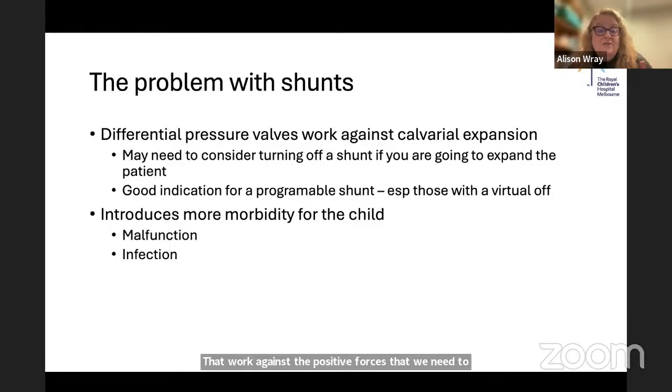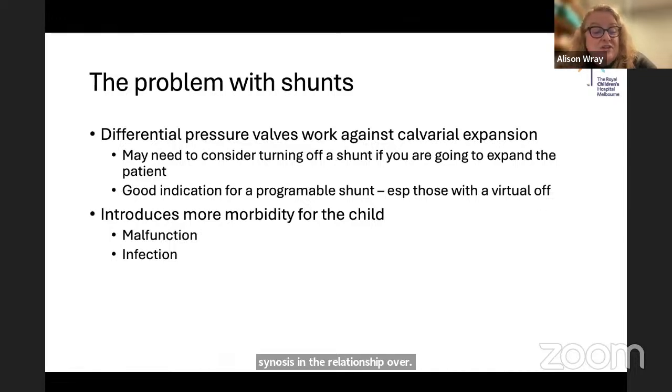And you will have seen nicely from what Federico presented in his first talk that those positive forces of the brain pushing out against the skull are very important for the skull growth. And if you have a shunt which dampens those down with its negative forces, it certainly has a big impact. And you will have all seen cases of over-shunting and secondary synostosis in relationship to over-shunting.